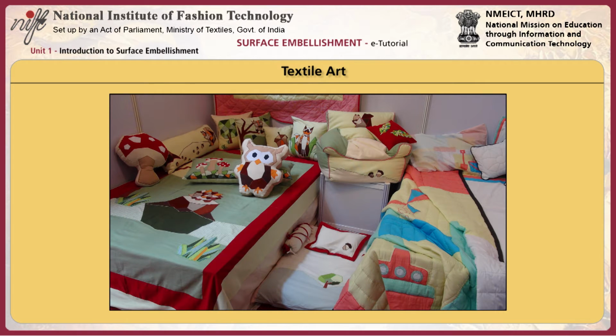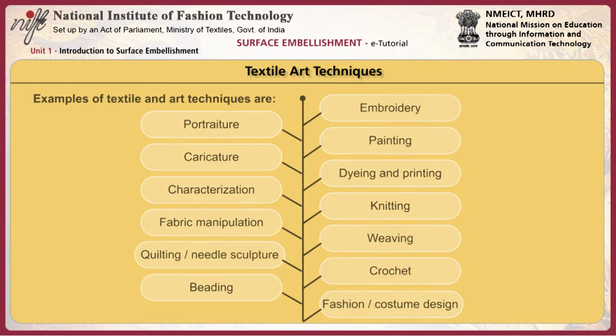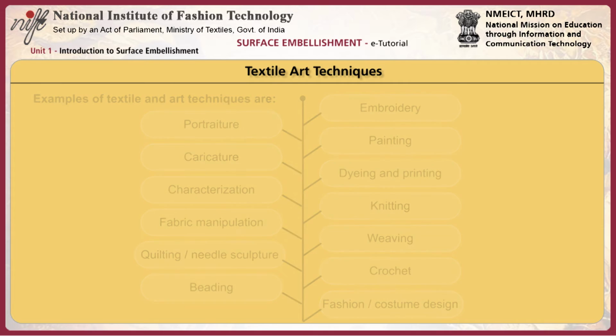Today, soft sculptured cloth figures have become a recognizable art and craft form surrounding a wonderfully diverse range of textiles and art techniques. Examples of textiles and art techniques are portrait, caricature, characterization, fabric manipulation, quilting or needle sculpture, beading, embroidery, painting, dyeing and printing, knitting, weaving, crochet, fashion or costume design and all sorts of other textile embellishments.